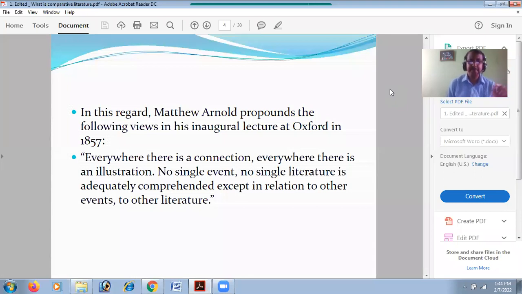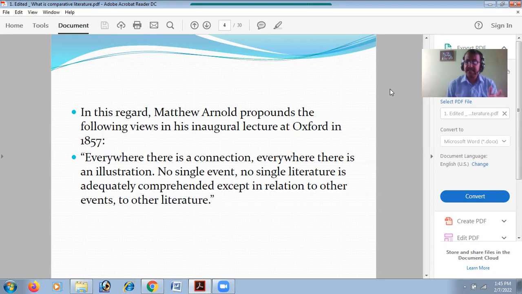He said that everywhere there is a connection, everywhere there is an illustration. No single event, no single literature is adequately comprehended except in relation to other events, to other literature. Just as we can talk about structuralism, there is a concept of binary opposition. We can understand a positive thing if we put it close to a negative thing. We can understand the appearance of day through the opposite, night; white and black. So in structuralism, it is called binary opposition.